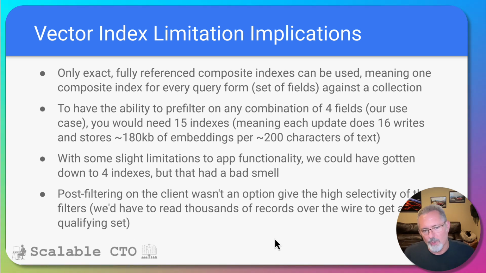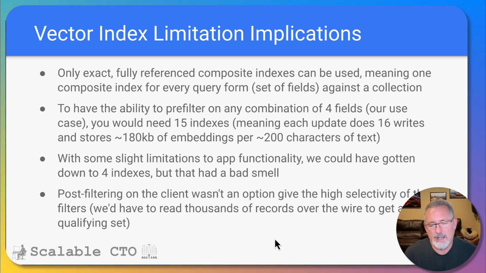We can get down to 4 indexes, but that just did not smell good because it felt like if we need to add anything to this, we're just going to be back into that exponential indexes problem, and it's not good. And we can't really post filter on the client because these filters are highly selective, which means we'd have to get back tons and tons of records by vector index sort in order to filter out the ones that actually met the criteria that we wanted, and that's not practical either.